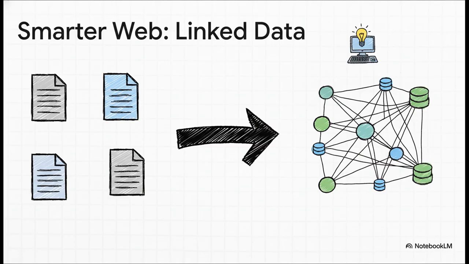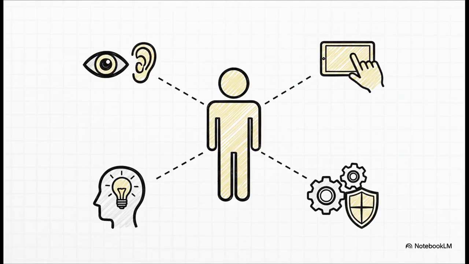There's this idea called linked data, which is basically about teaching computers to understand what web content is about, not just what it says. It's about turning the web from a giant library for humans into an interconnected database for machines. And maybe most importantly, we're working to make the web more inclusive.